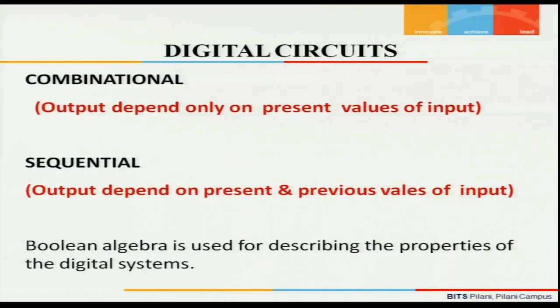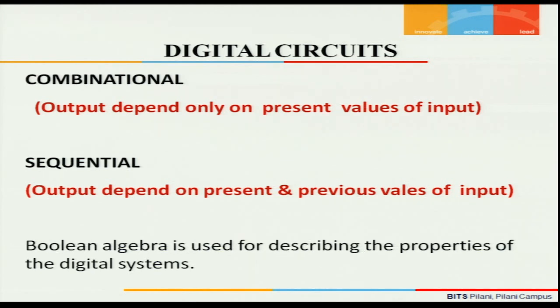Digital circuits can broadly be classified into two categories. One is called combinational logic circuits. Here the outputs of the circuits depend only on the present values of the input. The second category is called the sequential logic circuit. Here the outputs of the logic circuits depend not only on the present values of the inputs, but also on the previous values.